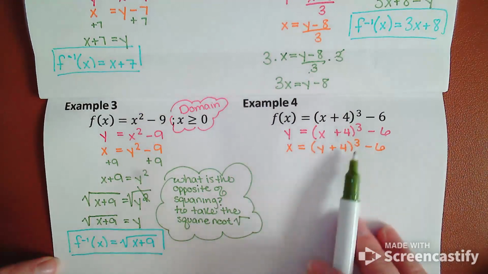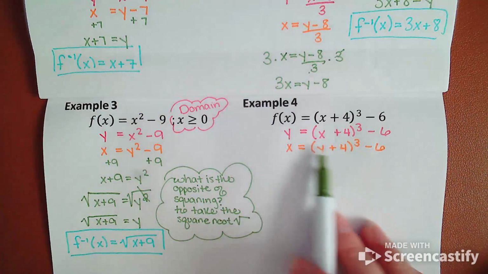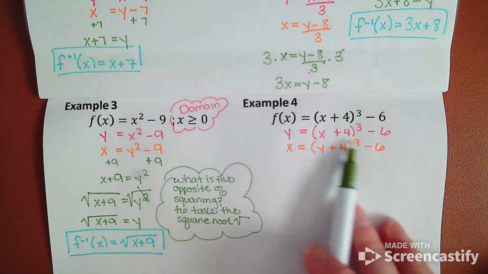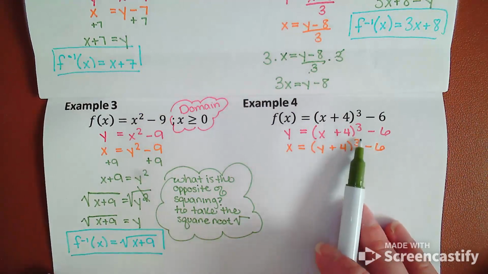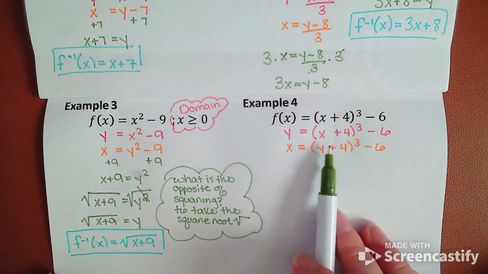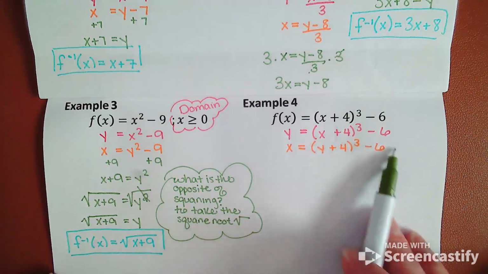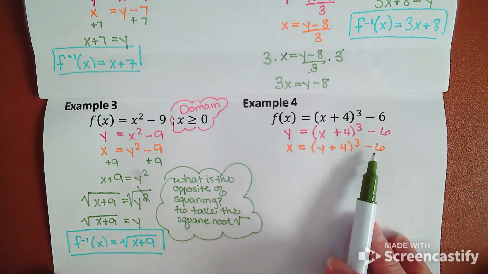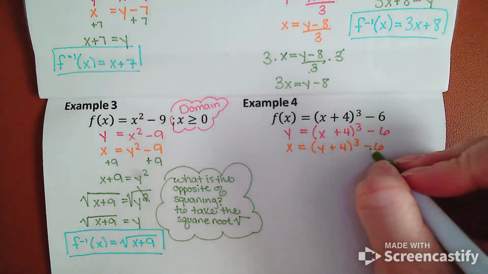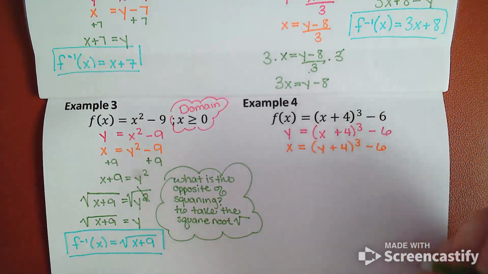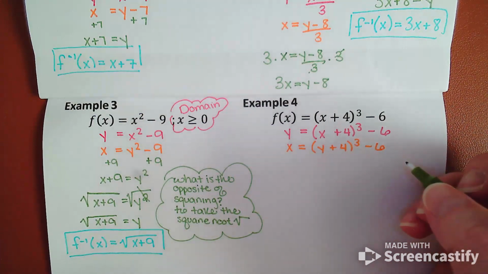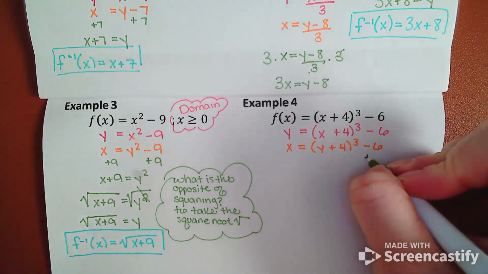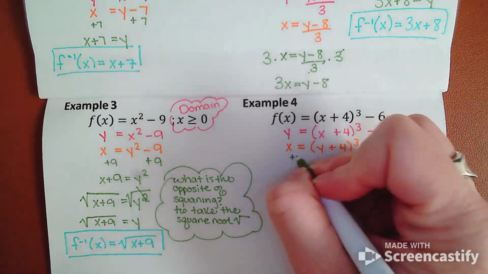Now I want you to notice here that everything inside this group is being cubed. So I can't work inside the group until I've removed the grouping symbol. But I have even something outside the grouping symbol. That's going to be the first thing I want to take care of. Outside the grouping symbol, I have -6. So what should be our opposite operation? I need to add 6 on both sides.